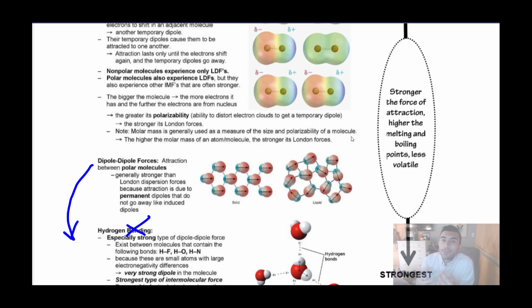But we can use them to try and explain some observable properties, knowing that as the intermolecular forces increase, the force of attraction between the molecules increases, which is going to do things like increase the melting point and the boiling point, make it less volatile, increase specific heat, and turn the substance from gas to liquid to solid.